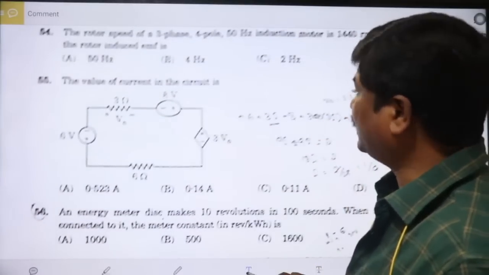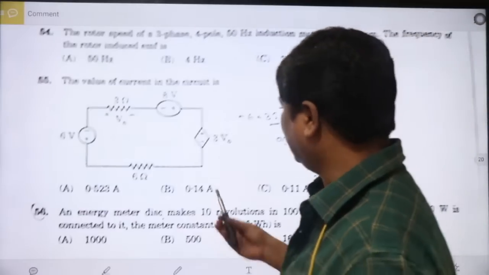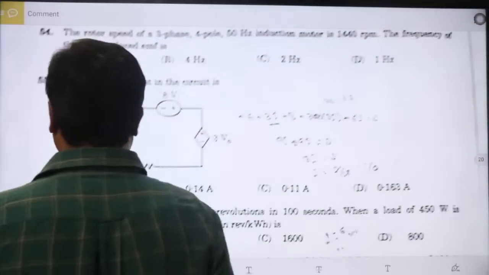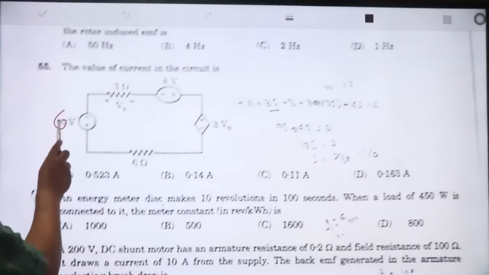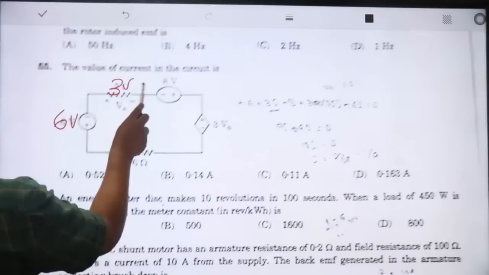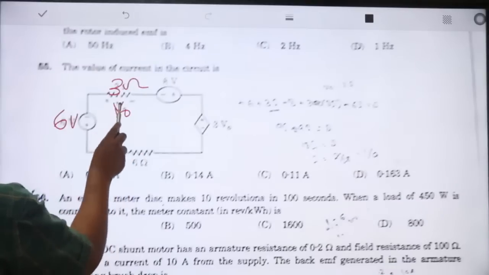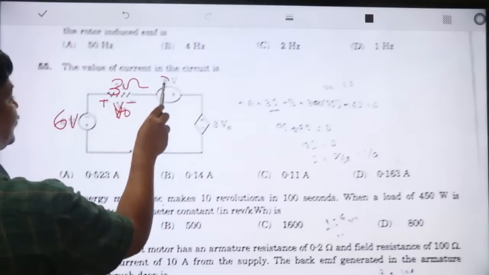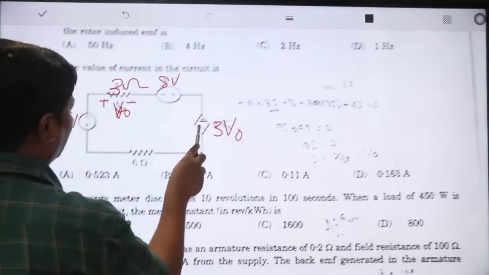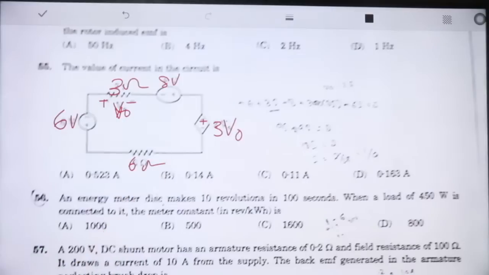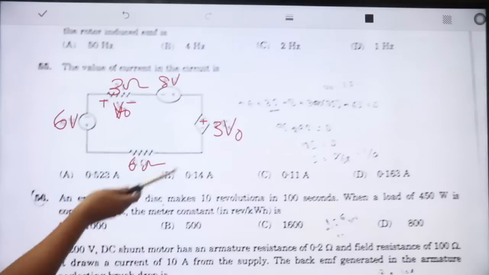So this is the question from the networks. I think it is not appearing properly. Anyhow, this is 6 volts. I will write this one. 6 volts is here. 3 ohms is here. V0 is here, V0 plus and minus. This is 8 volts. And this is 3 V0. This one is 6 ohms. So apply KVL, you will get the answer.